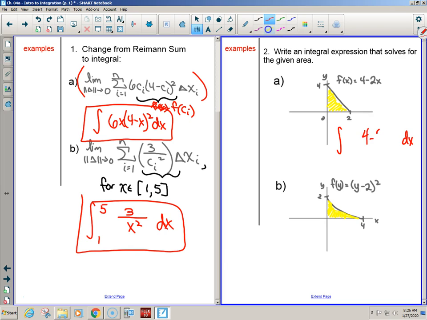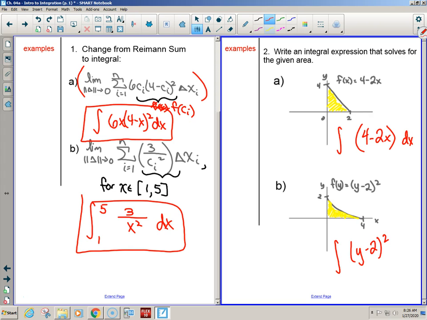Yeah, it's as easy as 4 minus 2x, but we'll come back. We haven't put our bounds in. The question: what would be my function for this one? Could I do y minus 2 squared? Sure. Okay, but if I do, what needs to change?